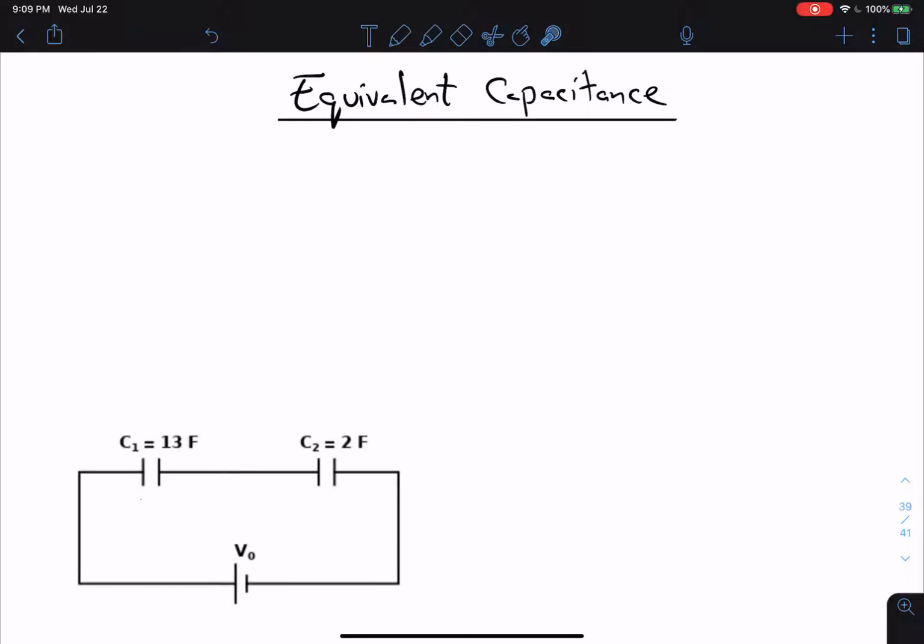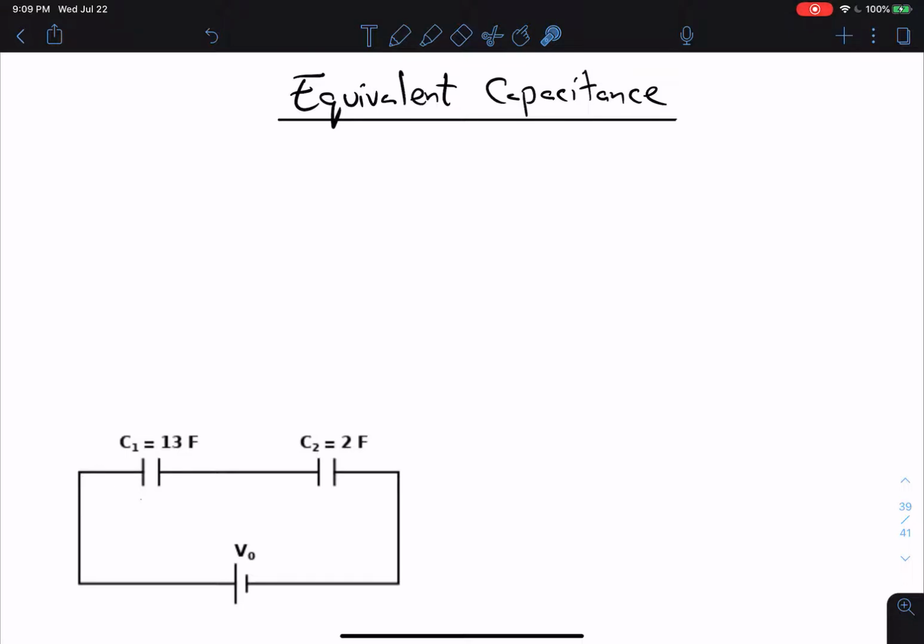Let's talk about equivalent capacitance. The idea is you have some combination of capacitors that you want to replace with a single capacitor. And at the same time, you want the battery to behave the same. You don't want its behavior to change. You want it to be putting out the same current that it was.